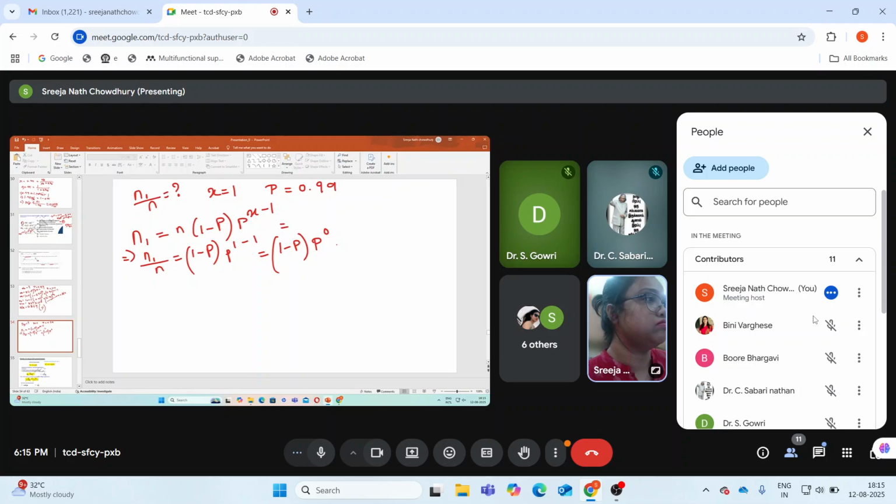Then 1 minus 0.99 is equal to 0.01. And the monomer present in the system in percentage will be 0.01 into 100, which becomes 1%. Is it clear to all of you? Can I move to the next sum?